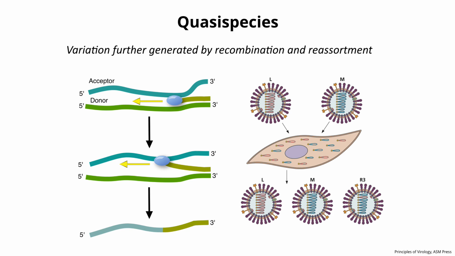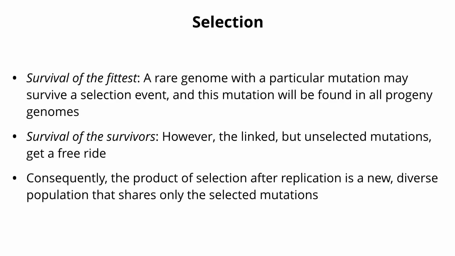And reassortment: viruses with segmented genomes, when two different viruses infect the cell, you have mixtures of the segments arising. You get reassortment, and that contributes to the quasi-species as well. So mutation, recombination, and reassortment are all part of generating the diversity. That diversity, that quasi-species, which exists for both RNA and DNA viruses, by the way, it's just of a lower magnitude for DNA viruses. That diversity is the raw material that selection acts upon.